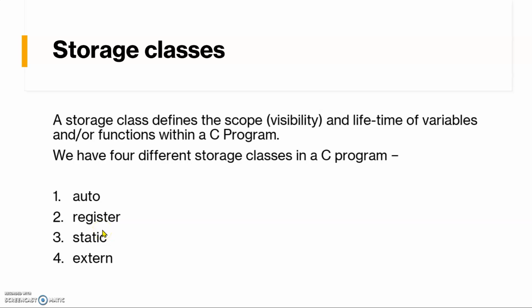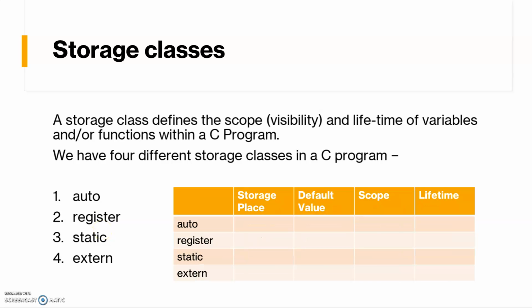To understand this concept, for each storage class we will learn the storage place, that means whether it will be stored in registers or in RAM, and the default value, that means if no value is assigned, what the default value will be. We will also learn the scope, that means whether it is a local variable or a global variable, and the lifetime, that means whether it can be used throughout the program or only in a specific function. We will be filling in all these values in our future slides. So let us learn the first type, that is auto.